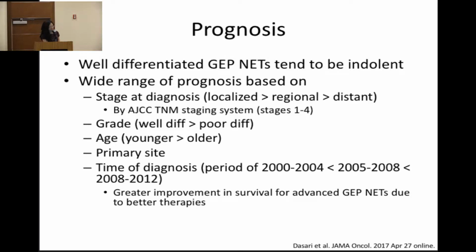So these include stage at diagnosis. As expected, localized disease is better than distant or regional spread. Well-differentiated tumors tend to do better. Also, age at diagnosis: younger patients tend to have better prognosis. The primary site seems to make a difference, especially with appendiceal tumors. They tend to have better prognosis. And patients who are diagnosed more recently, from 2008 to 2012, tend to do better as well. And this is likely because there are better treatment options now.